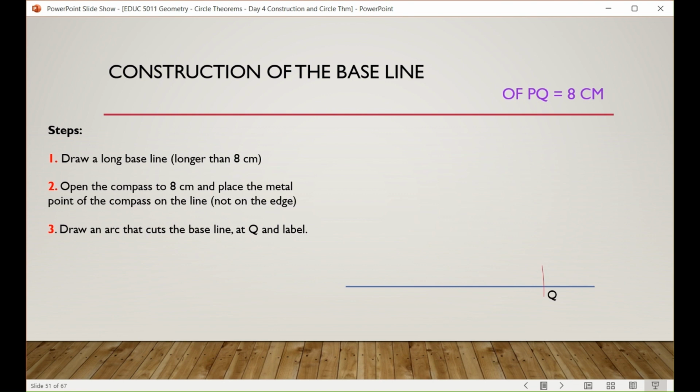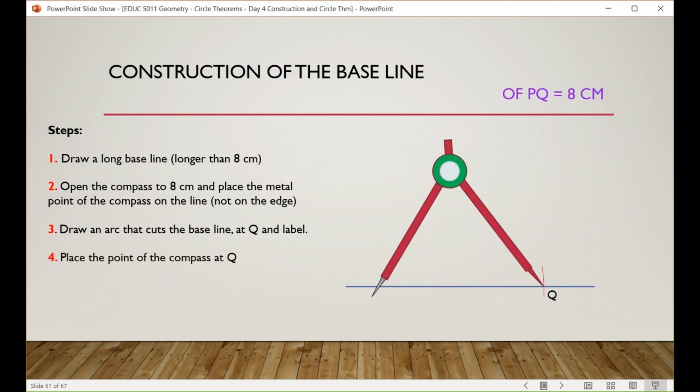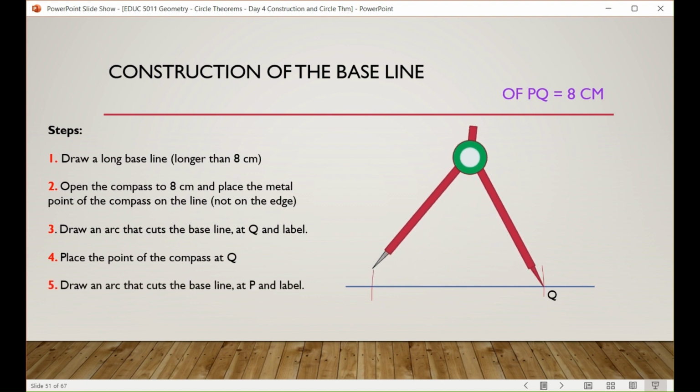And now we reverse the compass. So we place the point of the compass at Q now, the metal point. We put our pencil below the line, taking our time not to open or close the compass and change its length. And then do the same thing by constructing an arc. And when we scribe those arcs, we now have the length PQ being 8 centimeters.